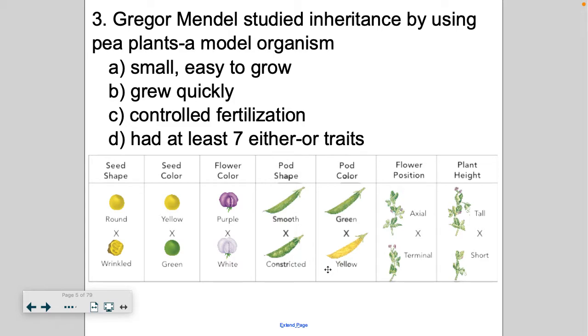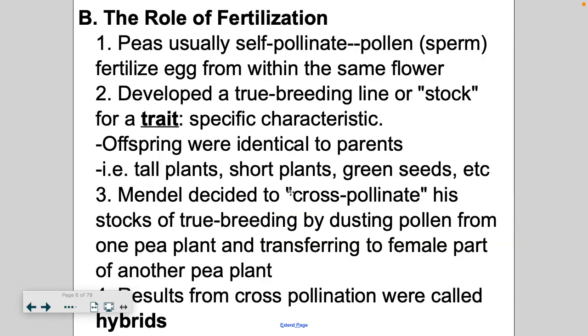An example of a trait that is not either-or would be height. Okay, height is determined by multiple factors, environmental as well as multiple genes. We don't have 2 different sizes for humans for height. We have a very wide variation of that. So pea plants, 7 traits that were either this or that.